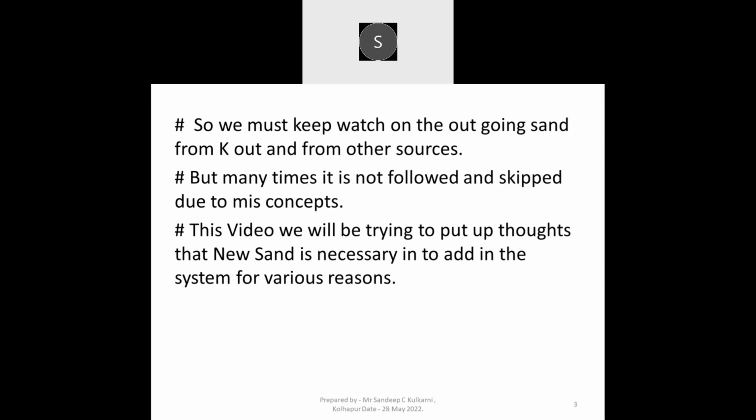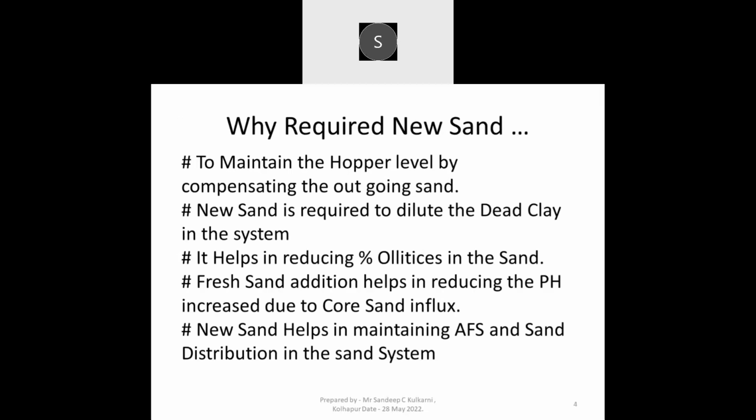Today we are going to see some of the misconceptions that have been already in the mind of the foundry people. In this video we will try to put up thoughts that new sand is necessary to add in the system for various reasons. We are going to see these reasons with details. Why is new sand required?